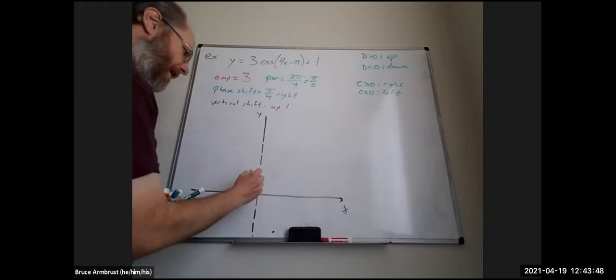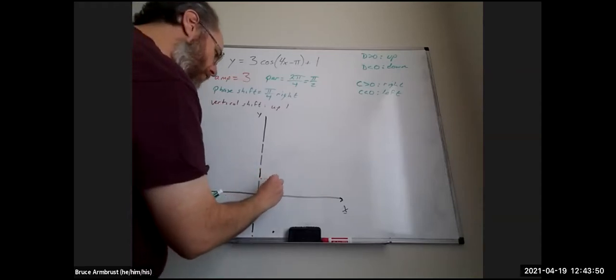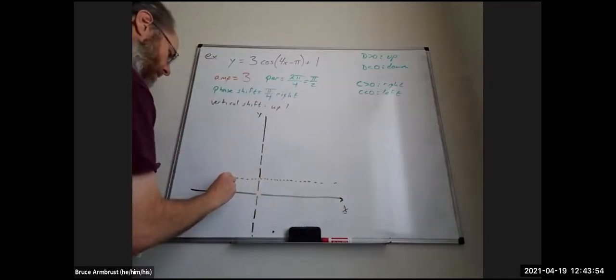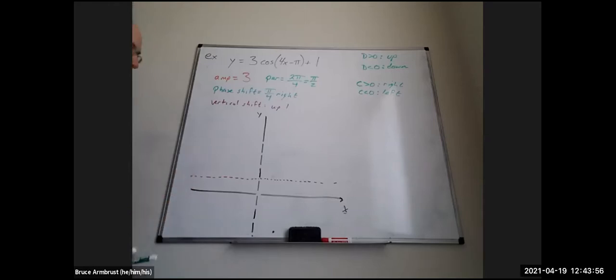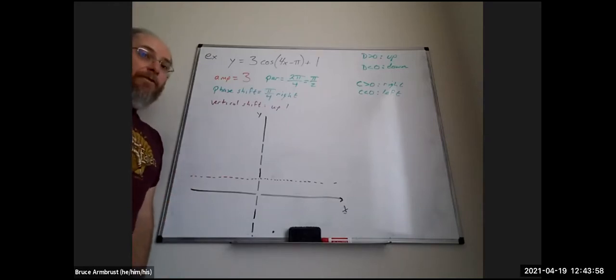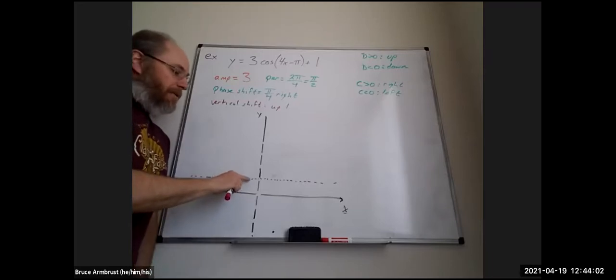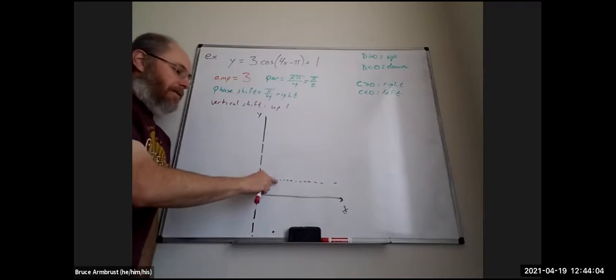I'm going to put a dashed horizontal line. So there's my vertical shift. This is now my center line. The graph of my cosine is going to oscillate around this line.